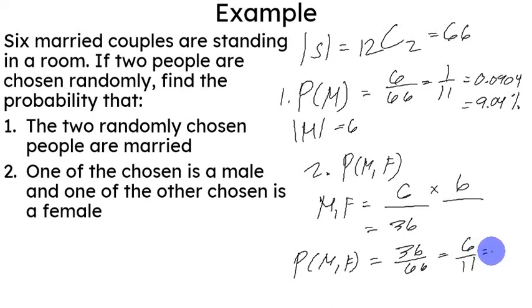In decimal form, 0.5455 or a 54.55% chance, a more than half chance that when you pick randomly two people, they will be one male and one female.